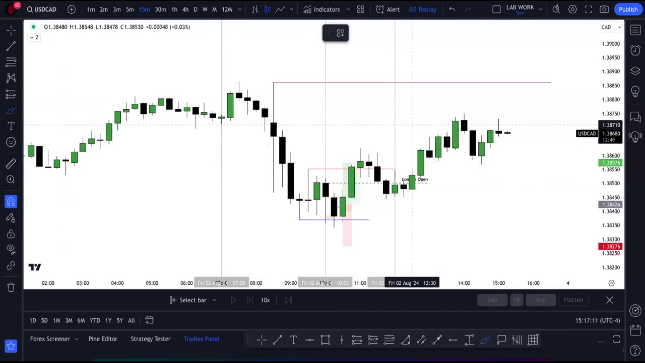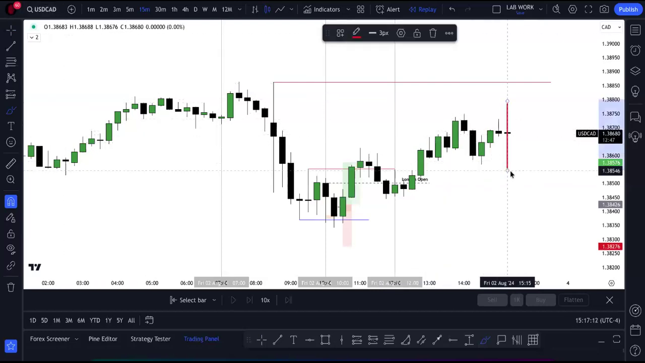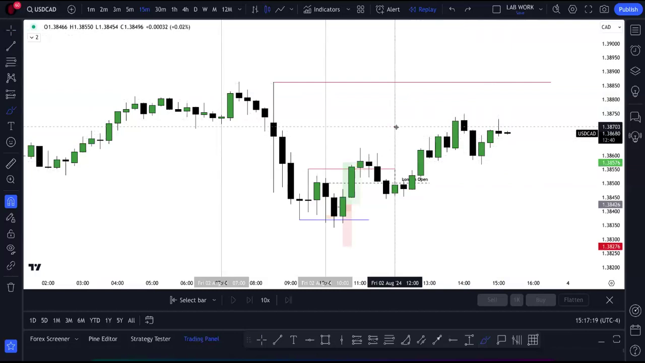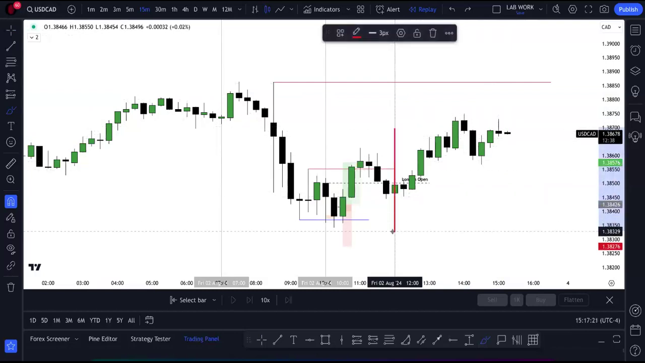Traders that are trying to trade FX markets after 3 p.m., you're kidding yourself. You're wasting your time. Traders that are trying to trade after 12 p.m., you might have an opportunity. There might be something here. But after 3 p.m., that's the cutoff.